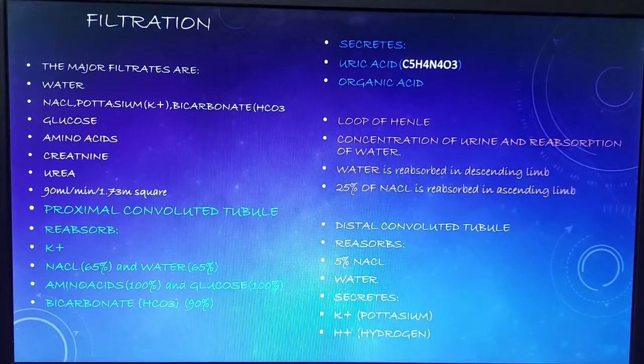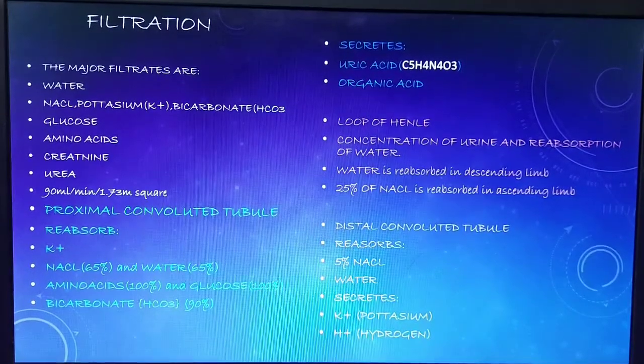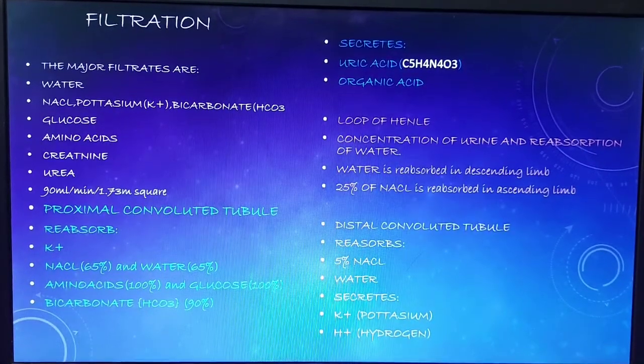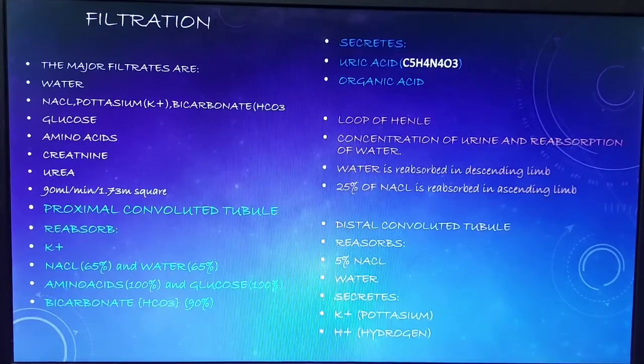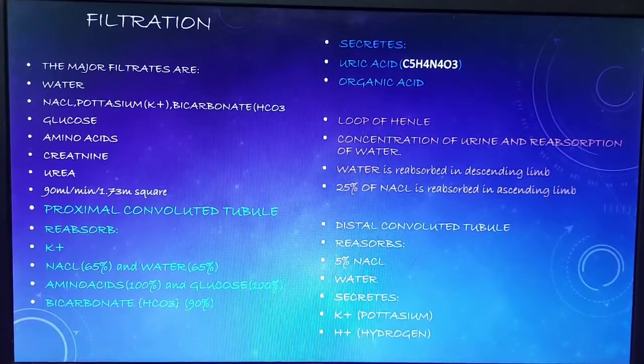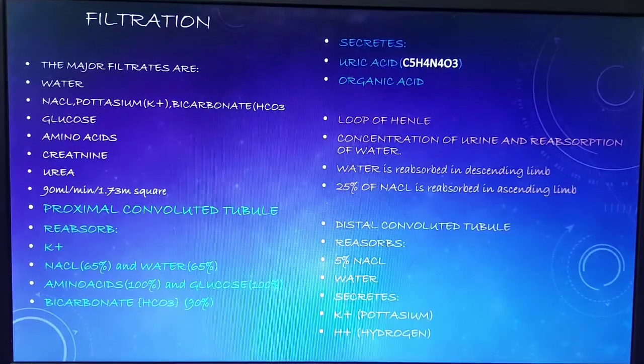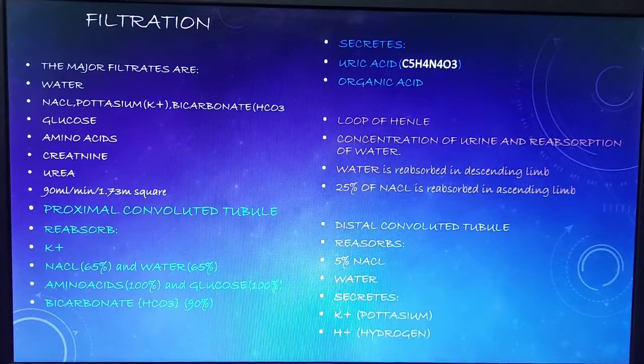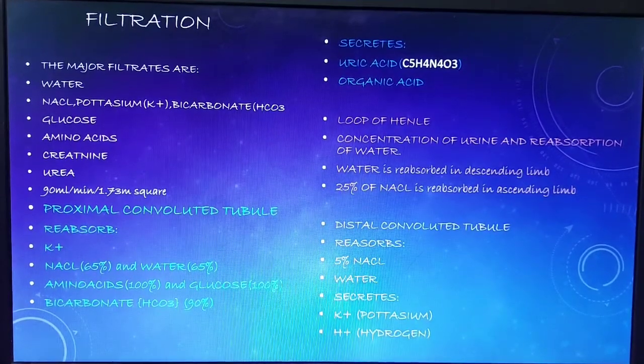This reabsorbs potassium, 65% of sodium chloride and 65% of water, 100% of glucose and amino acids, as they are very essential for the body functions. It will not be wise to excrete them, and 90% of bicarbonate. And this secretes uric acid, whose formula is C5H4N4O3, an organic acid.